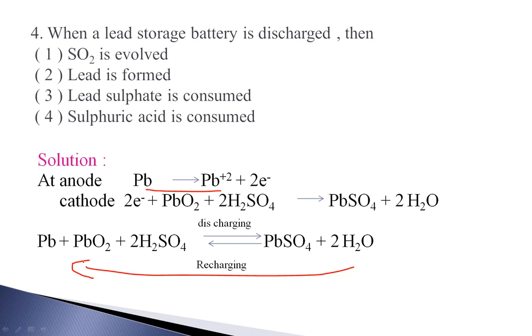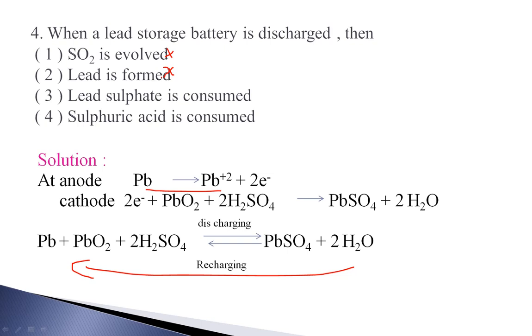So look at the first option. They will say SO2 is evolved. See all the reactions, there is no evolution of SO2. So option 1 is wrong. Next, they will say lead is formed. Here lead is not formed. Lead undergoes oxidation to form Pb2+ ion. So lead is not formed, a Pb2+ ion is formed. So option 2 is also wrong.